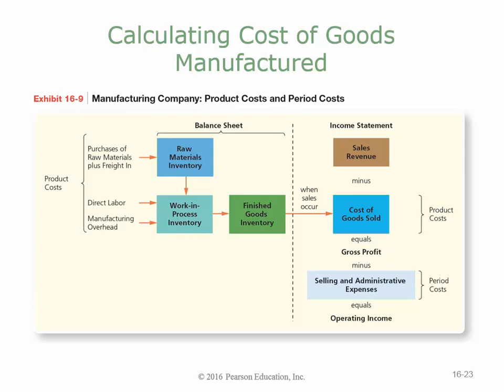All right, so we start with our raw materials inventory. Those raw materials flow into the work in process inventory, right? If we take a raw material and we start to work on it, it's now a work in process. We put some labor and some overhead costs into it, so the cost of actually changing it.